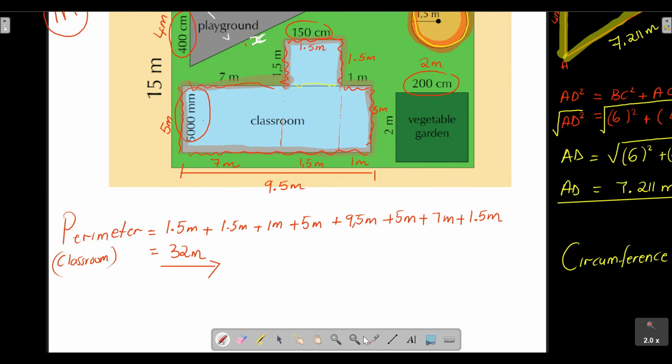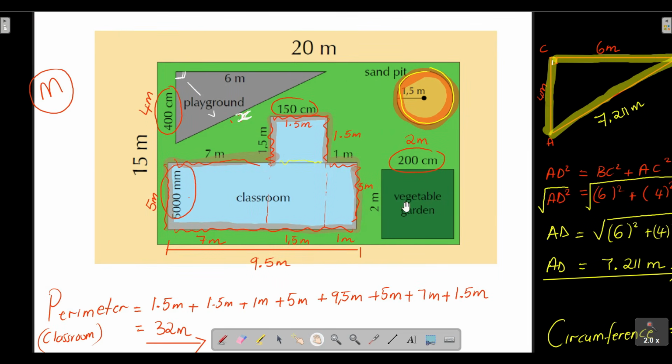Last but not least, let us calculate now the perimeter of this vegetable garden. We can already see that this vegetable garden is a square. Why? Because you can see that all the sides are equal in length. Then from there we can either take 2 meters plus 2 meters plus 2 meters plus 2 meters, or we can use that formula that I showed you on how we calculate the perimeter of a square, which is 4 multiplied by the length. And we will get our answer. So let's do that.